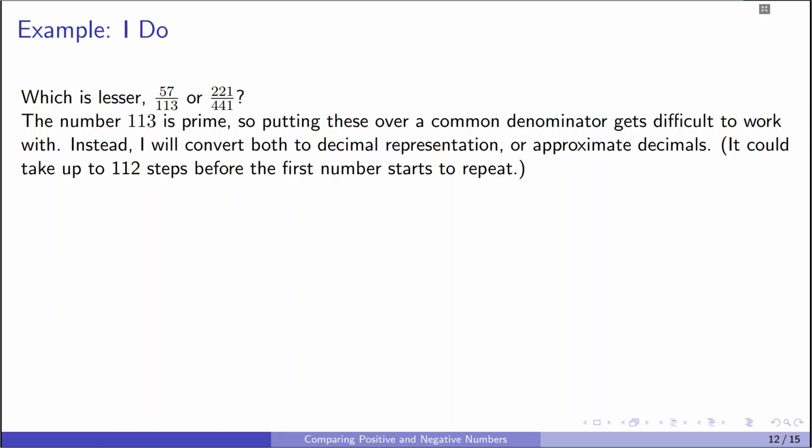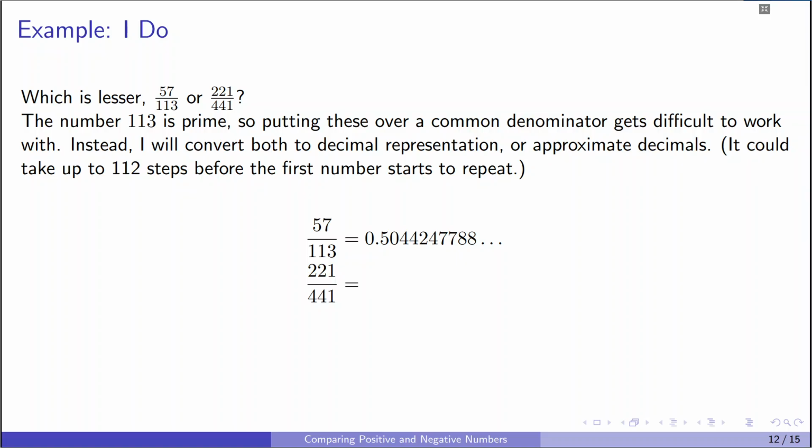So instead, decimal representation will be easier. We may not get all the way to the repeating decimals. We just have to go far enough to recognize which is greater. Especially since with a denominator of 113, in theory, you could have to go as many as 112 digits in before anything starts to repeat. So how do we write 57 over 113 as a decimal? 57 divided by 113 and 221 divided by 441.